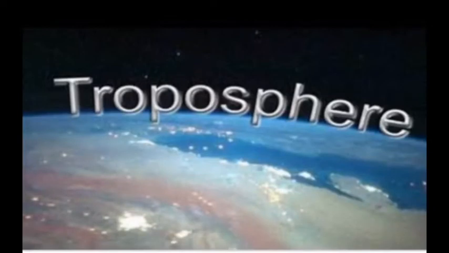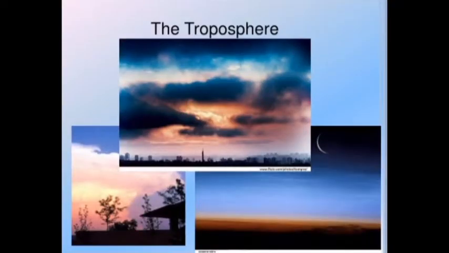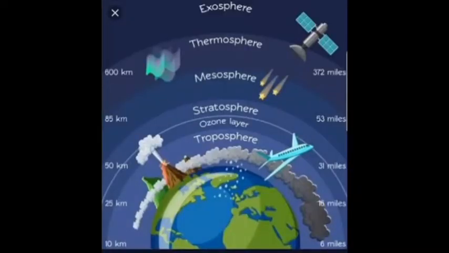Now let us learn in detail about the first layer, that is the troposphere. The lowermost layer of the atmosphere is the troposphere, and the term troposphere literally means turnover. This layer extends from 8 kilometers over the poles to 18 kilometers over the equator. Children, see that: 8 kilometers near the poles, 18 kilometers over the equator.